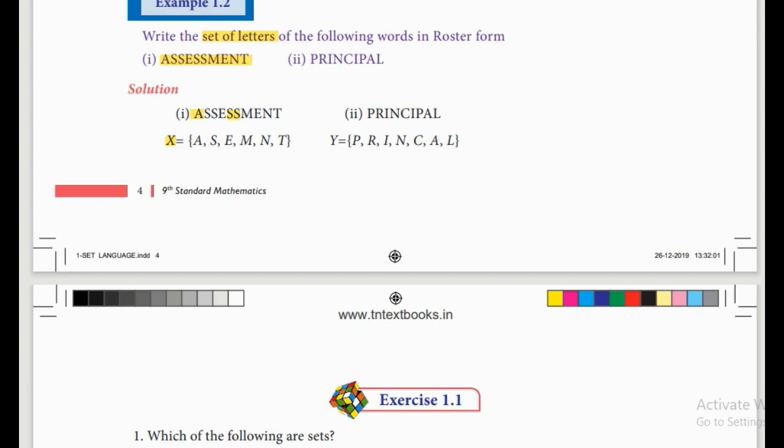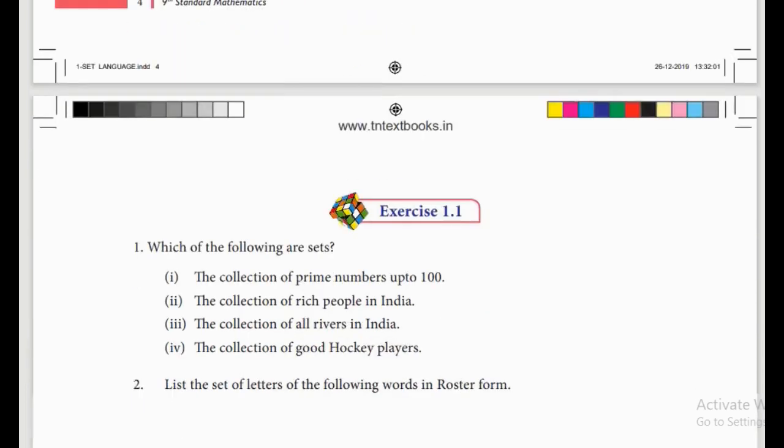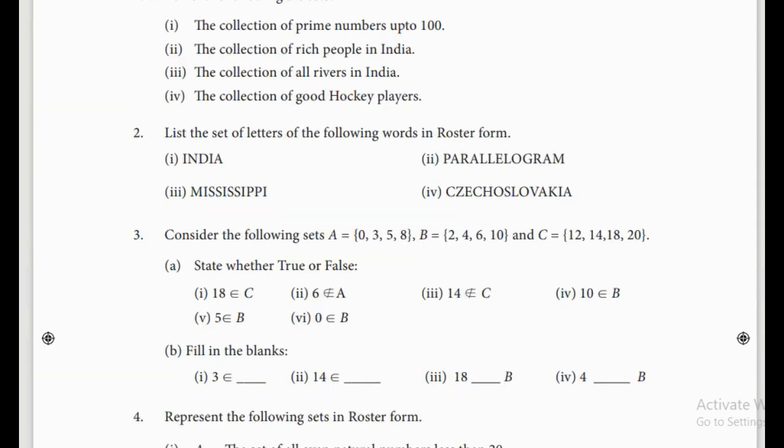Set of letters. We are using here P, R, I, N, C. I already written, so just leave it. P already written, leave it. Then A, L. Okay. Now, come to exercise 1.1.